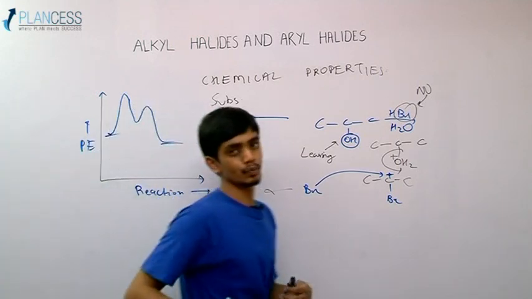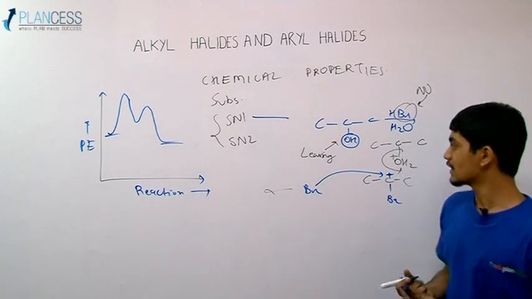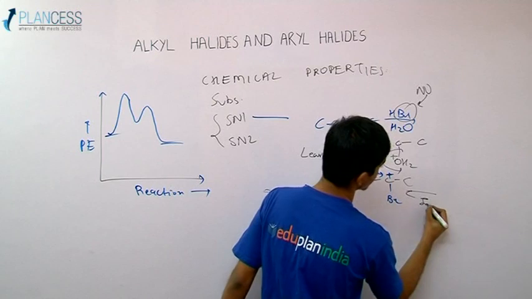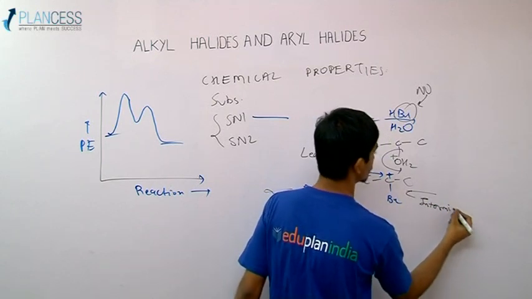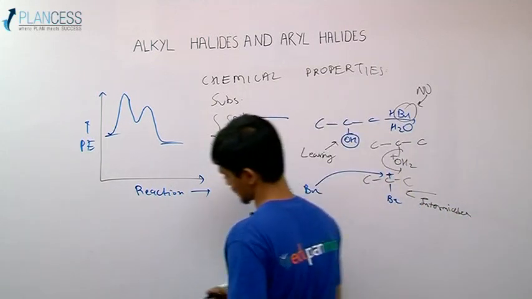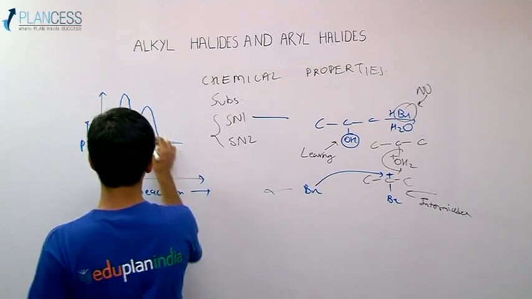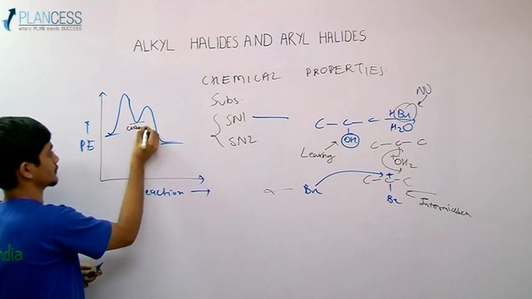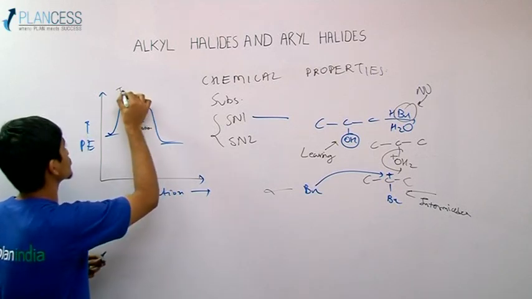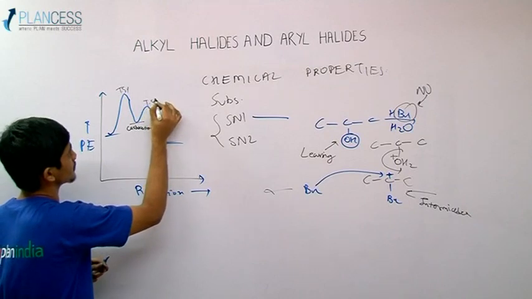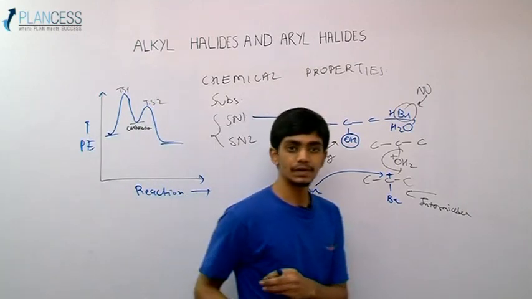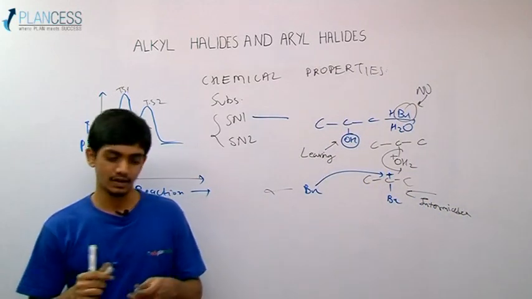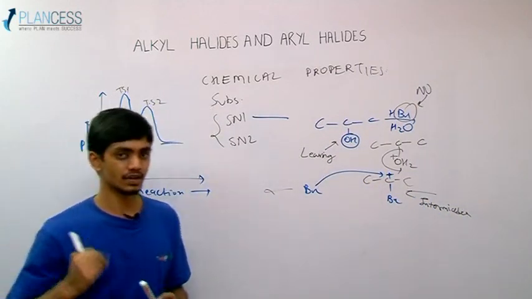Now why do we have two barriers like this? That is because of the intermediate formation, and in this case the intermediate is a carbocation. So this minimum represents the carbocation, and this is transition state 1, this is transition state 2. Again, the stability of the transition states, that is the stability of the carbocation, will define the course of the reaction or the rate of the reaction.